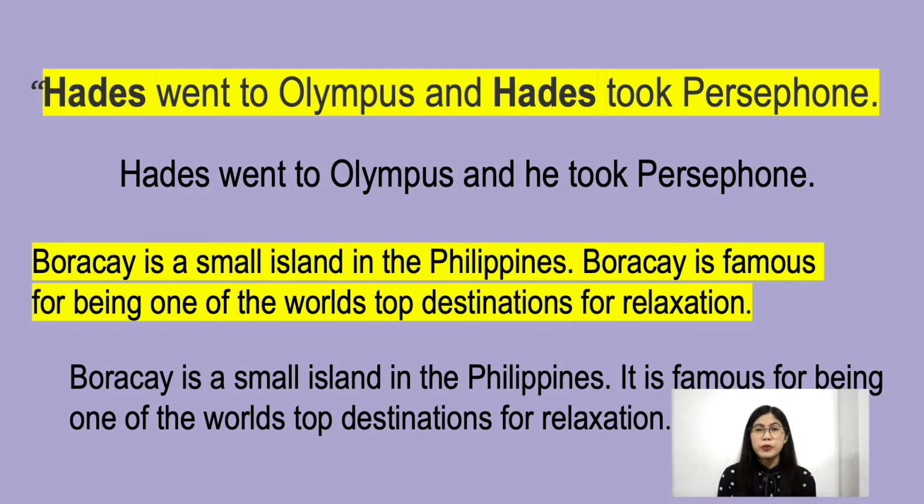So why did we replace it with the pronoun it? It is because we use it if the noun to be replaced is a thing, a place, an animal, etc. And in this case, Boracay is a place. So it is correct that we replace it with the pronoun it.